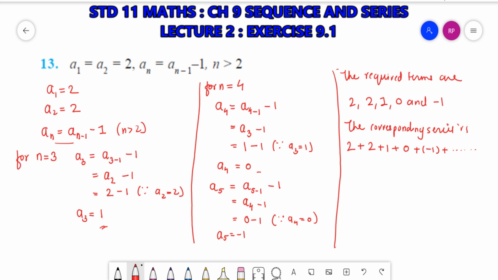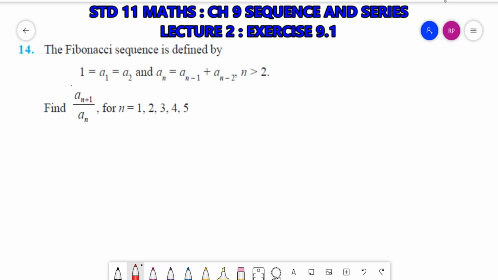Now let's move to the next, that is question number 14. The Fibonacci series is defined by 1 equal to A1 equal to A2. That means A1 equal to 1, A2 equal to 1. And An is equal to An minus 1 plus An minus 2 for n greater than 2.